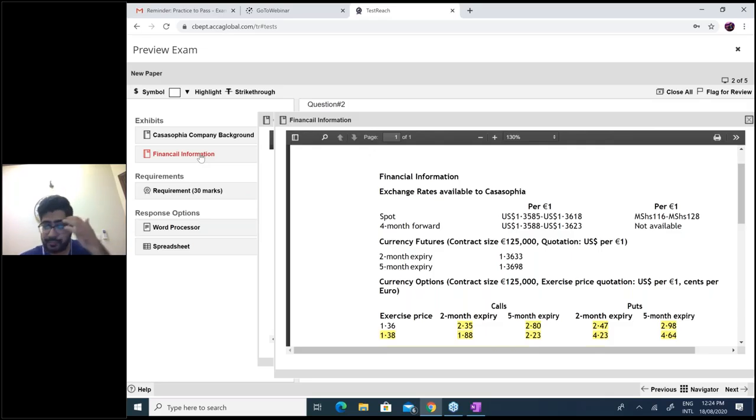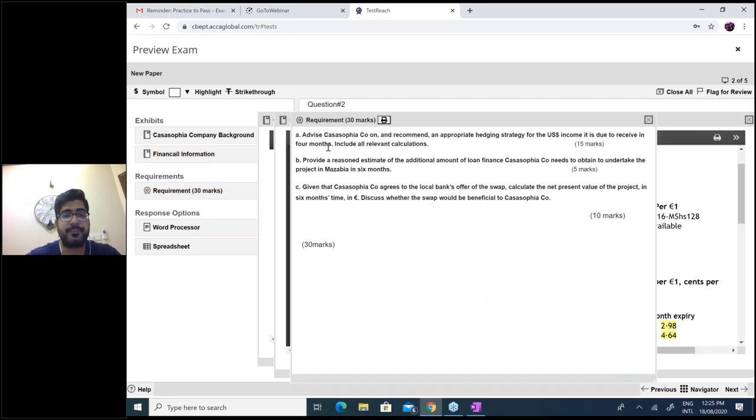The futures contract size is 125,000 euros, dollar per euro, 2-month expiry, 5-month expiry. Options also have a contract size. The quotation is dollar per euro or cents per euro, euro in the denominator. You are given 2 exercise prices with calls and puts of 2 months and 5 months. Okay, now what's the requirement? See requirement A. Advise Casa Sofia on and recommend an appropriate hedging strategy for the US dollar income it is due to receive in 4 months.